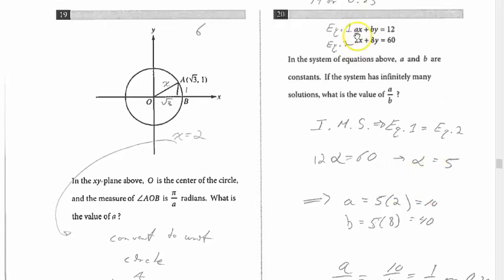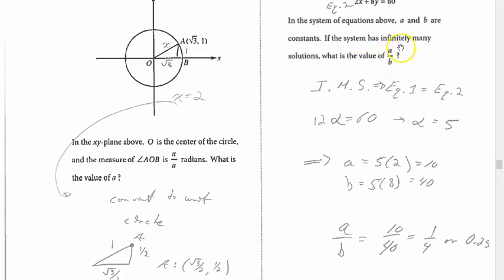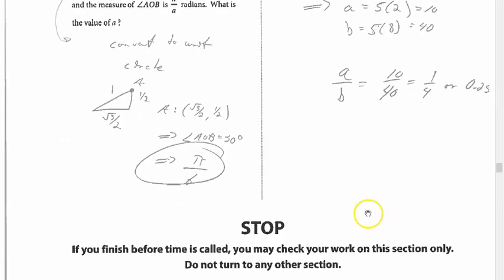Well, 2 times 5 gave me 10, and 8 times 5 gave me 40 to figure out what my a and b in the first equation are. So figuring out that ratio, a over b, well, it's 10 over 40, which is 1/4, or 0.25. This concludes section 2 of our review for the SAT No Calculator section.